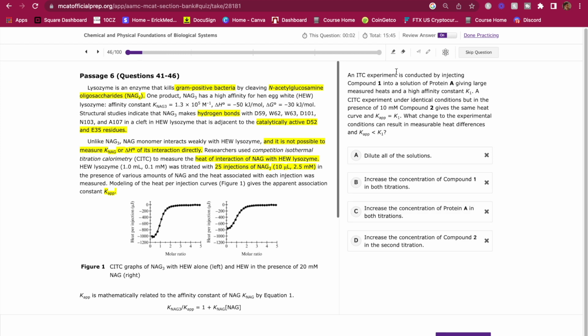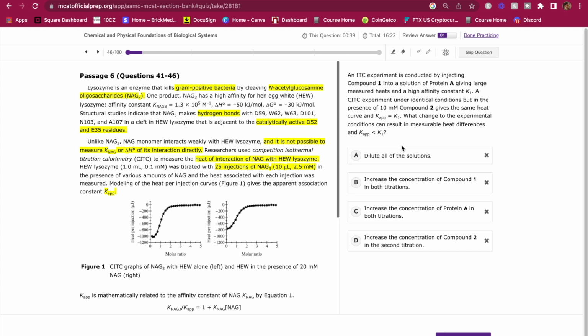An ITC experiment is conducted by injecting compound 1 into a solution of protein A, giving large measured heats and a high affinity constant K1. A CITC experiment under identical conditions, but in the presence of 10 millimolar compound 2, gives the same heat curve and KAPP equals K1. What change to the experimental conditions can result in measurable heat differences and KAPP less than K1?